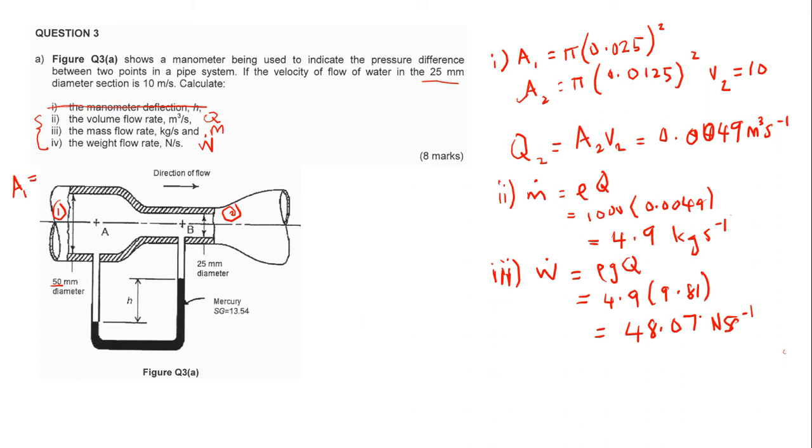So this is very straightforward. But for the manometer, it is still straightforward, still easy, but the work is quite long. You have to equate that with the Bernoulli equation. Okay, but we will cover this next week, in week 8.